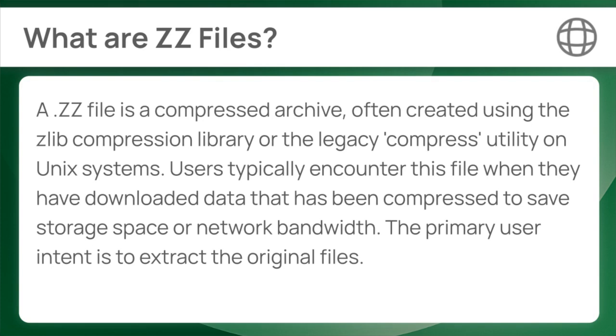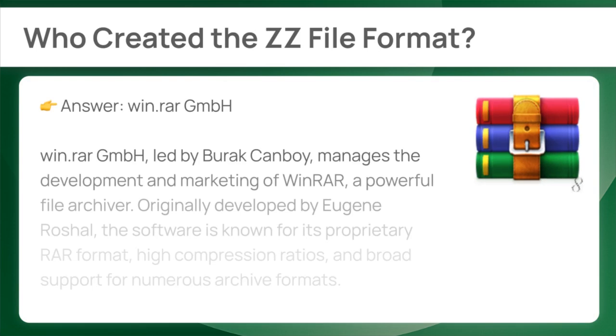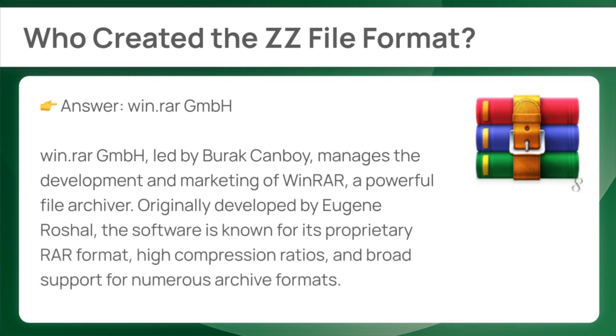A ZZ file is a compressed archive, often created using the zlib compression library or the legacy compress utility on Unix systems. Users typically encounter this file when they have downloaded data that has been compressed to save storage space or network bandwidth. The primary user intent is to extract the original files.